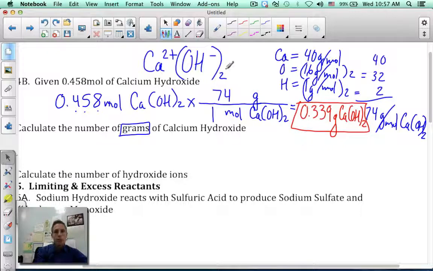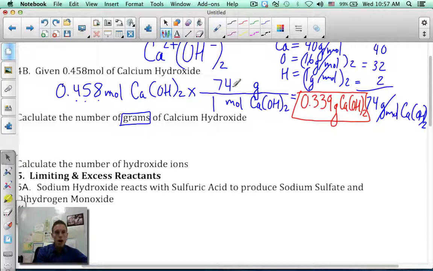Now, what about the number of hydroxide ions? I'm going to put that work right here. Okay, you might be tempted to work with this number of grams. That would be futile. You don't need to work with the number of grams. You want to work with the number of moles. Here's why. If I take my number of moles, I can convert directly from moles of calcium hydroxide into moles of hydroxide, which is what I want. I want hydroxide. That's what I desire.